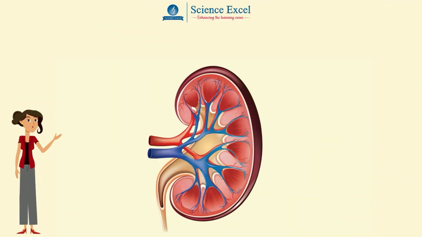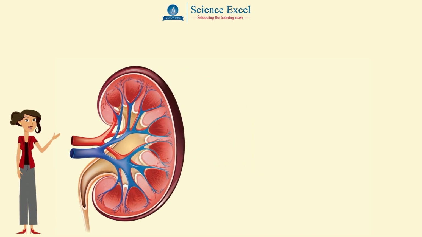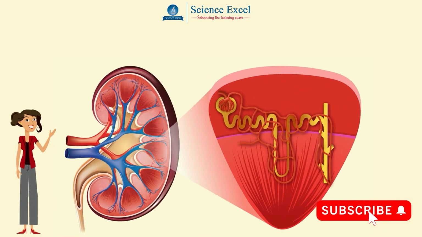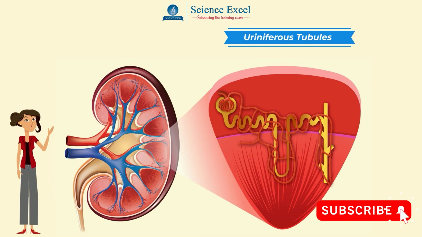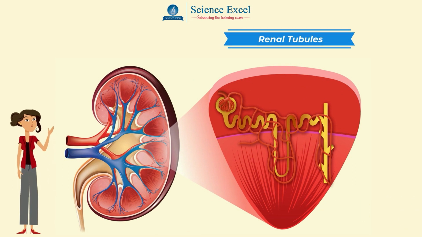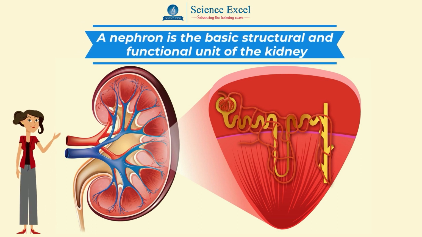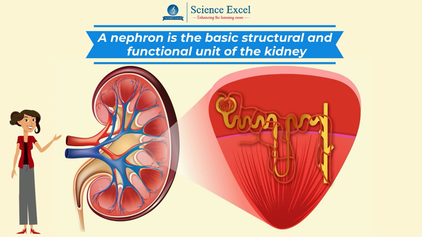Now, how do kidneys filter the blood? Each kidney is made up of about 1 million microscopic filtering units called the uriniferous tubules or renal tubules or nephrons. What is a nephron? A nephron is the basic structural and functional unit of the kidney.